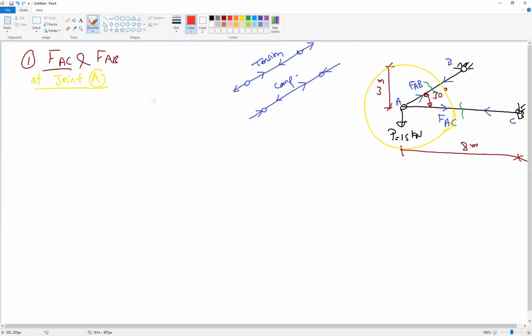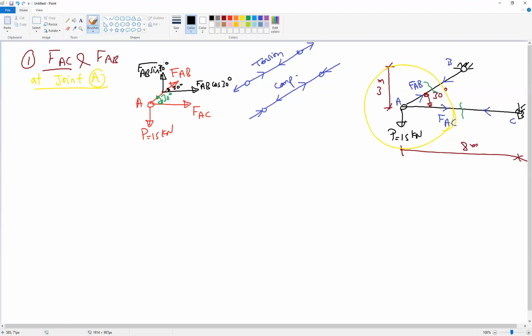We have the applied force at B equal to 15 kilonewton, and here is FAC, and here is FAB, and the angle is 30 degrees. To find the forces, first we need to divide the force FAB because it is inclined, so we have two components. The horizontal will be FAB cosine 30, and the vertical will be FAB sine 30.